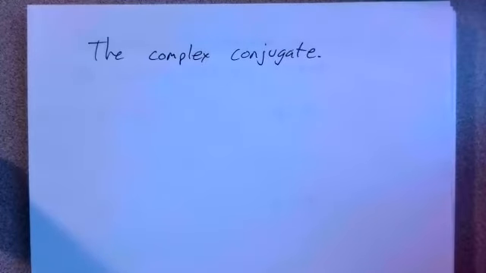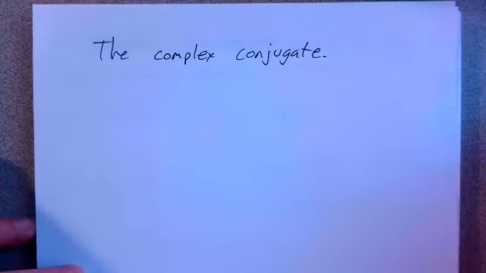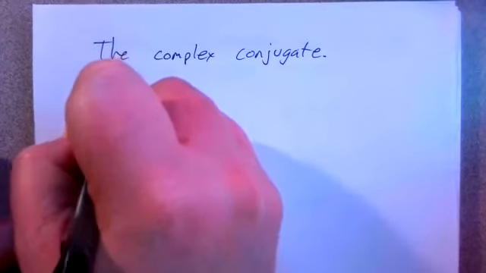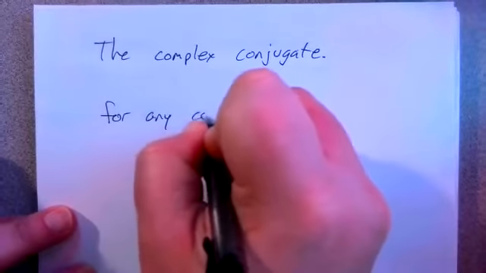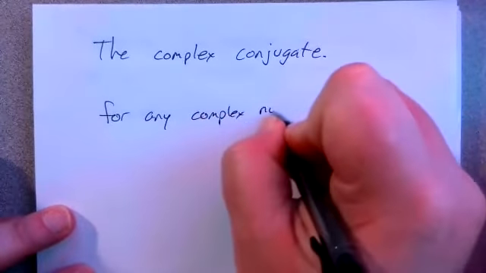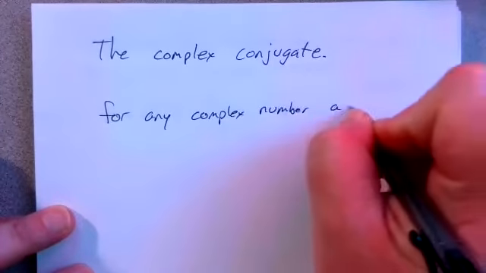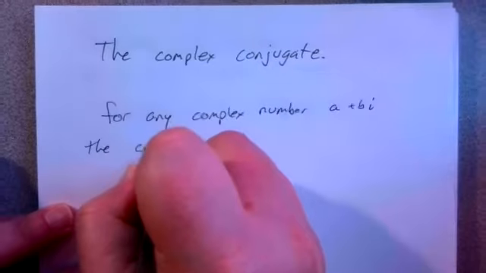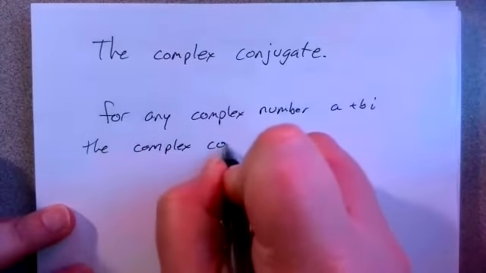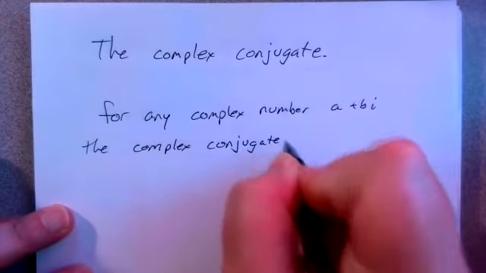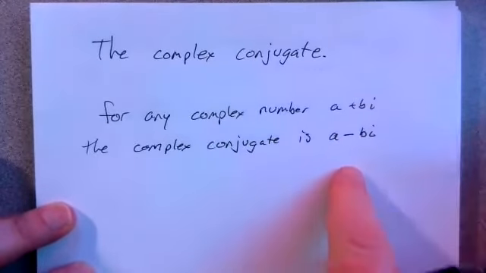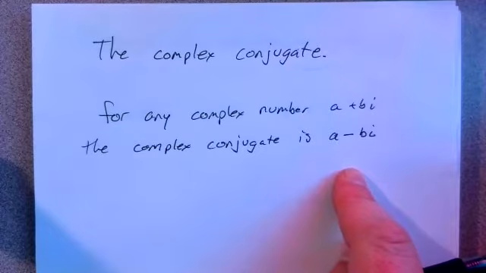All right, in this video, we're going to talk about the complex conjugate, okay? So a complex conjugate. Well, first we need to start with a complex number. So for any complex number, a plus bi, the complex conjugate is a minus bi.